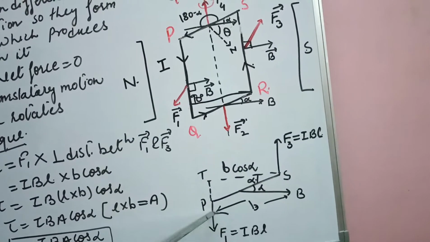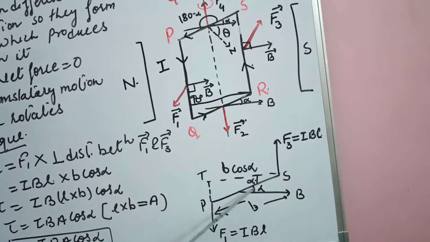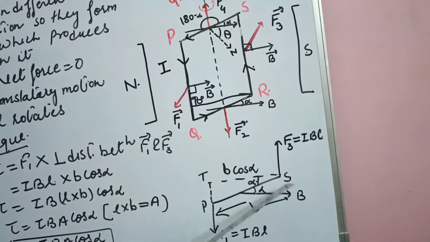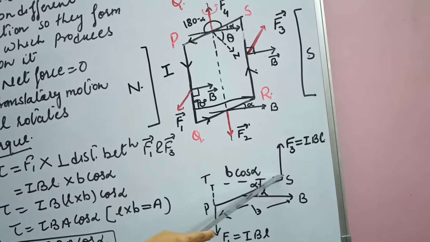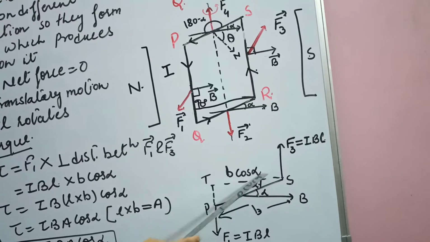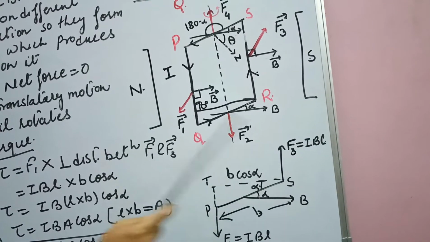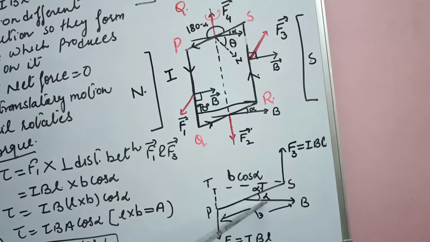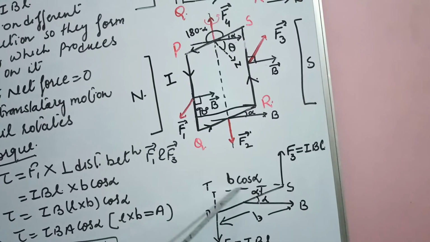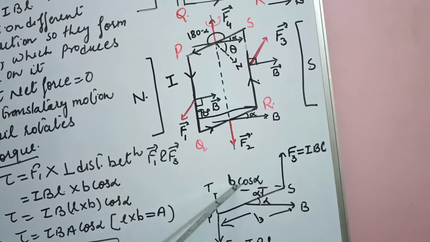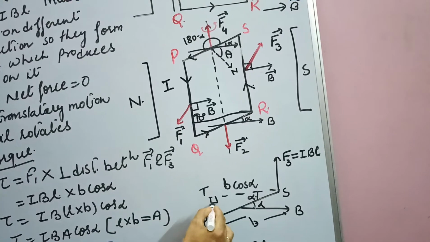So this length will be equal to the breadth of the coil, and this is the angle alpha that the coil makes with the direction of the magnetic field. So what will be the value of this perpendicular distance? The perpendicular distance is this, between the two forces. If this angle is alpha, the alternate angle will also be alpha. So the perpendicular distance comes out to be b cos alpha, and this angle will be 90 degrees.